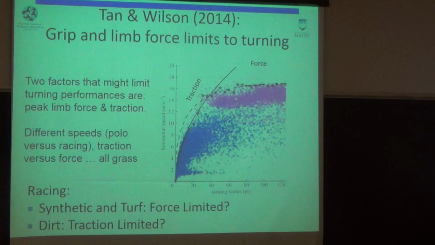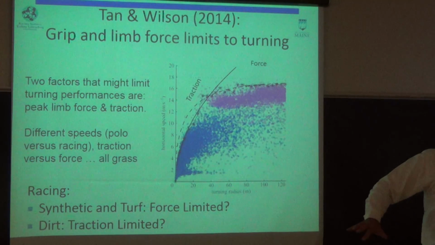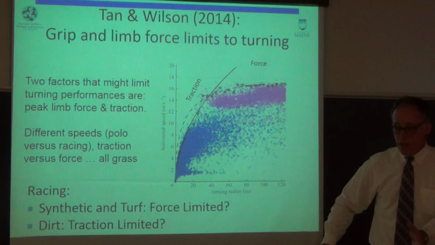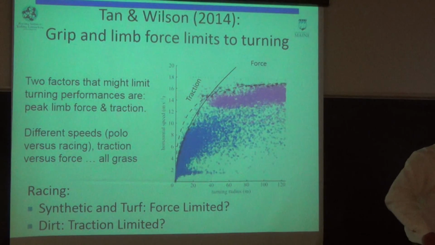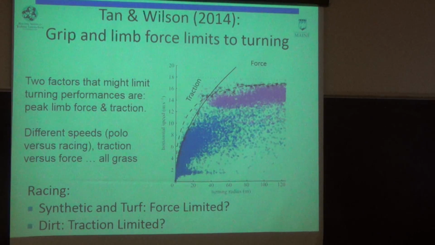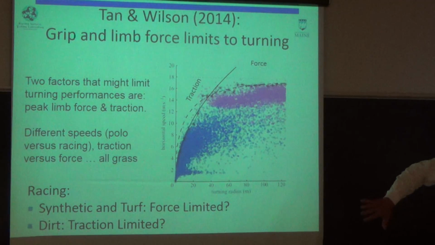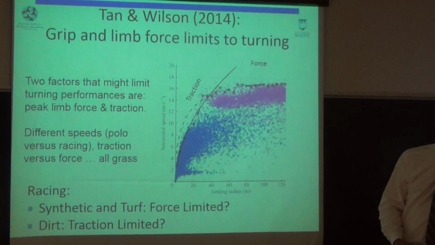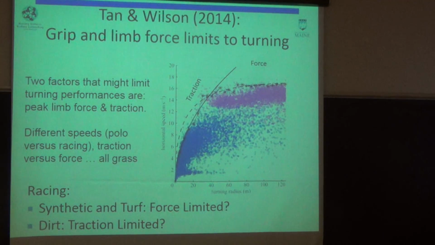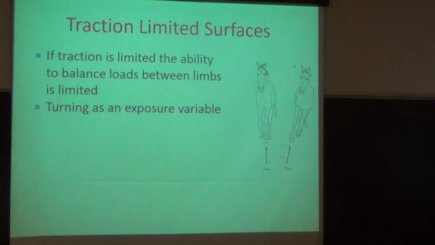And so probably what's happening is, on the dirt tracks, they're traction limited. They're making their own banking, but they're insufficiently able to get a hold of it to balance that. So it's altering the loading on those limbs, and they're not able to produce the moment to support it. It also suggests that switching between surfaces might be a risk factor as well. So on a traction limited surface, your ability to balance the load between the limbs is limited.